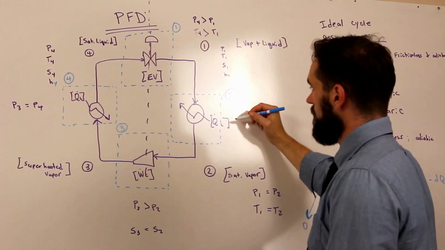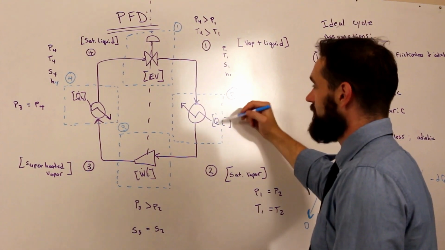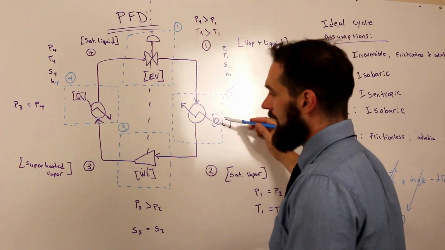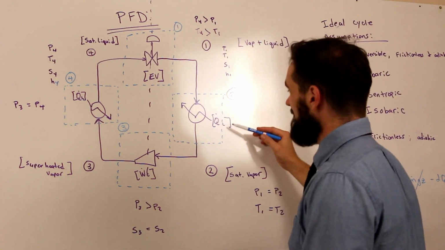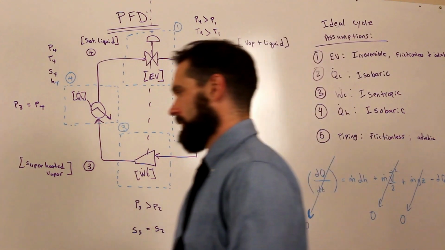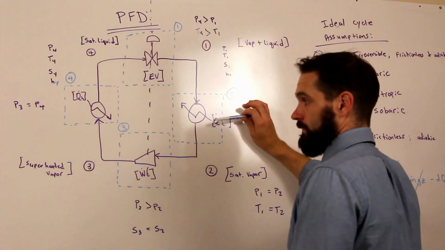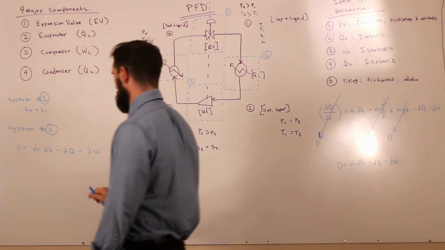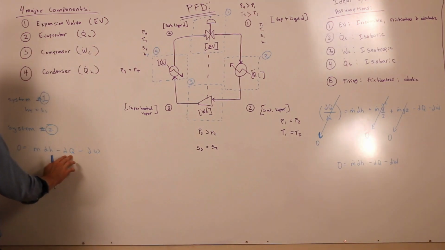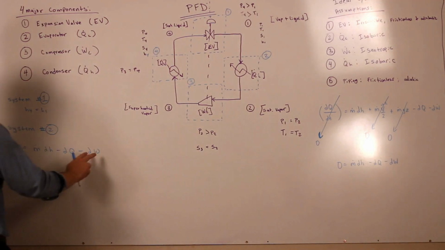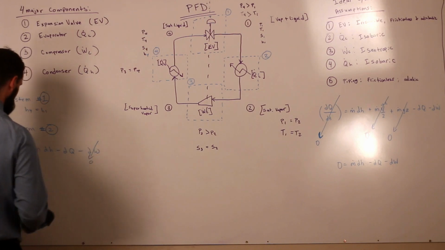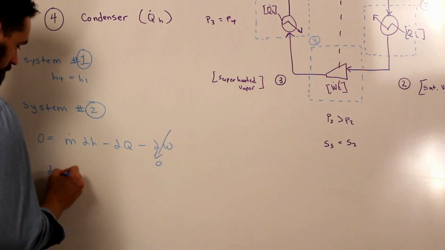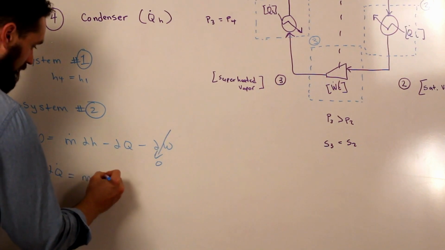But what's happening? We have an evaporator, so what's going on right here? The system is gaining energy. Energy is being added to the system. Is there any work being done here? There's no work being done to the system or by the system. Therefore, Q is not 0 anymore, like in system 1, but work, however, is 0. So if we reduce this down, what we have is dQ is equal to M dH.